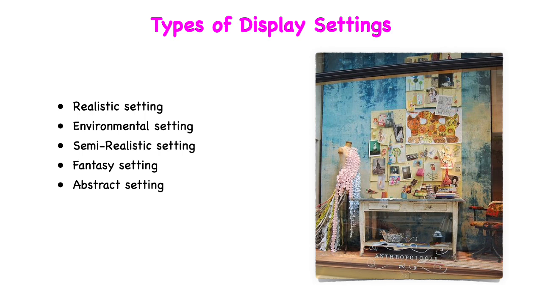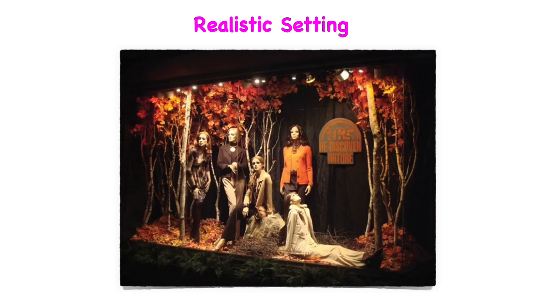Let's talk about the types of display settings. So we have our realistic setting, environmental setting, semi-realistic setting, fantasy setting, and abstract setting. A realistic setting is a recognizable display. It paints an image that presents itself as being real.